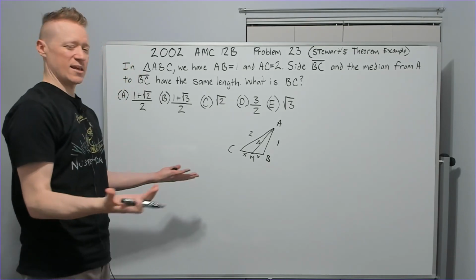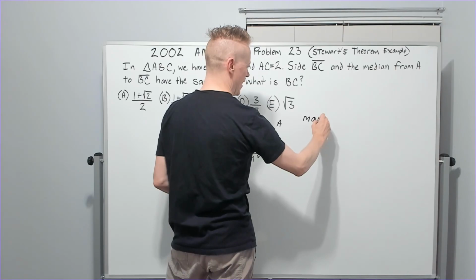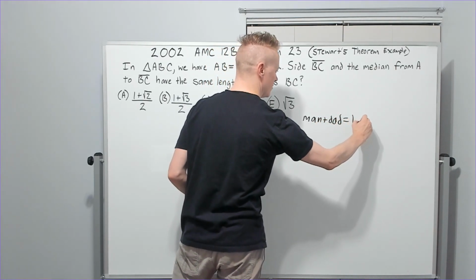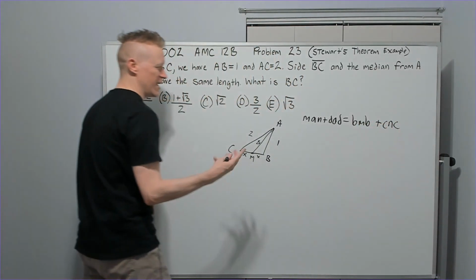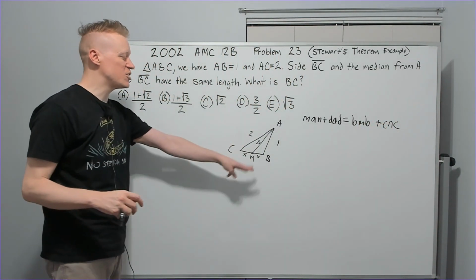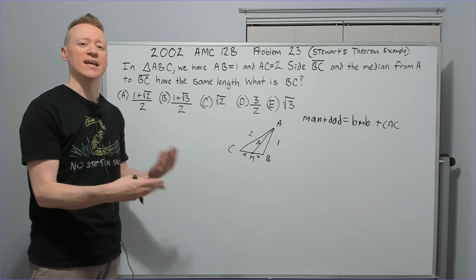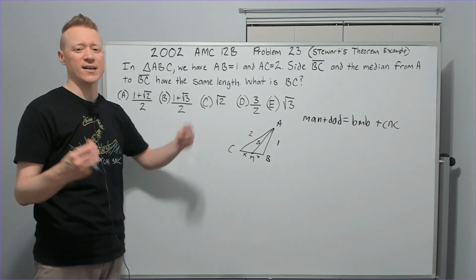Now, we said we're going to try and use Stewart's theorem. What is the formula for that? Man plus dad equals BMB plus CNC. Okay, but we said again, don't just memorize the letters. Memorize how it plays out. And this is why, because it's not always called D. We called it 2x in this case.